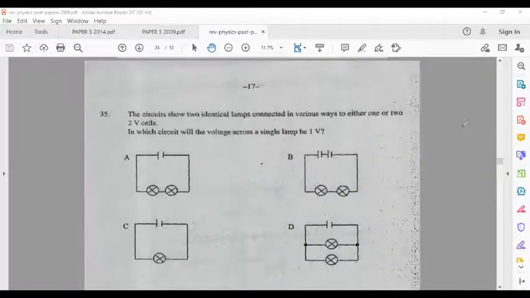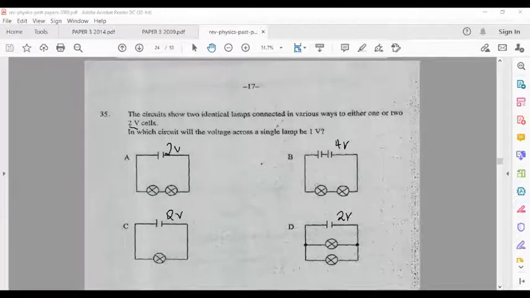Okay, number 35. The circuits show two identical lamps connected in various ways to either one or two 2-volt cells. In which circuit will the voltage across a single lamp be 1 volt? All right, so it might be helpful to fill in what the voltage is in each case. So we have one cell here, and it has a value of 2 volts. So the voltage in this circuit is 2 volts. In this one, we have two 2-volt cells. So we have a total of 4 volts. Here we have 2 volts, and here 2 volts.